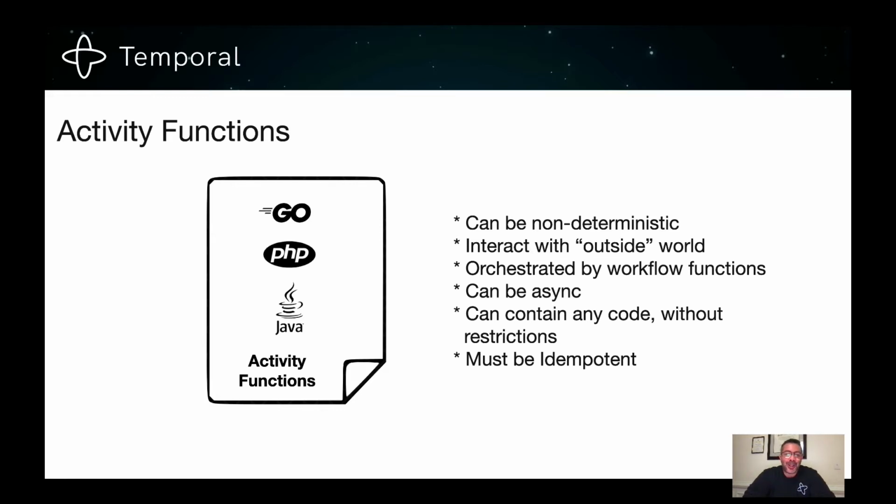Now let's take a look at our activity functions. Our activity functions are code that can be completely non-deterministic, and it can interact with the outside world. So in our case, for our demo, we will define activity functions that talk to different services, such as the hospital or a doctor service. Activity functions are orchestrated by our workflow functions. They can be invoked sync or async, and they can contain any code that you want to write without restrictions.